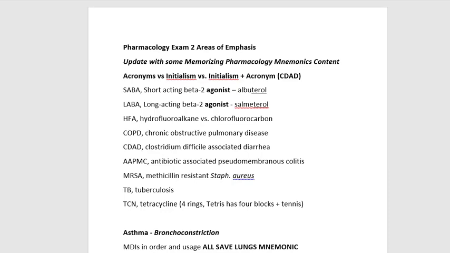But if I said S-A-B-A, it's an initialism. So I'm using the initials just like somebody's initials. My initials are T-A-G, for example. But if I said it as an acronym, it would be TAG. And then an initialism plus an acronym would be if you said something like CDAD or NSAID, you're using one letter or a couple letters and then the acronym.